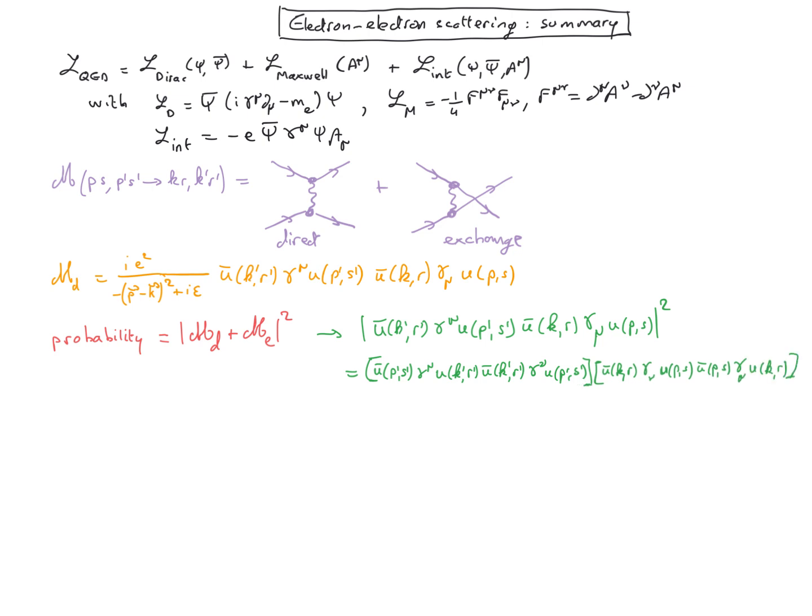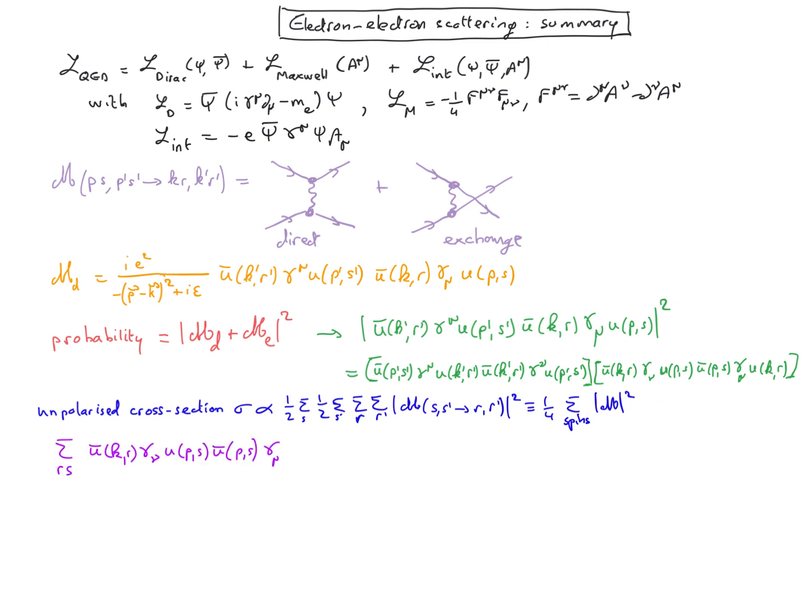We then introduced the unpolarized cross-section, which is usually what we have access to experimentally, and which is proportional to the sum of the probability amplitudes, where we average over the incoming spins and sum over the outgoing spins. Because we have the product of two similar terms, we only looked at one of them, where we sum over the corresponding spins. And we see that the result involves traces of 2, 3, and 4 gamma matrices.